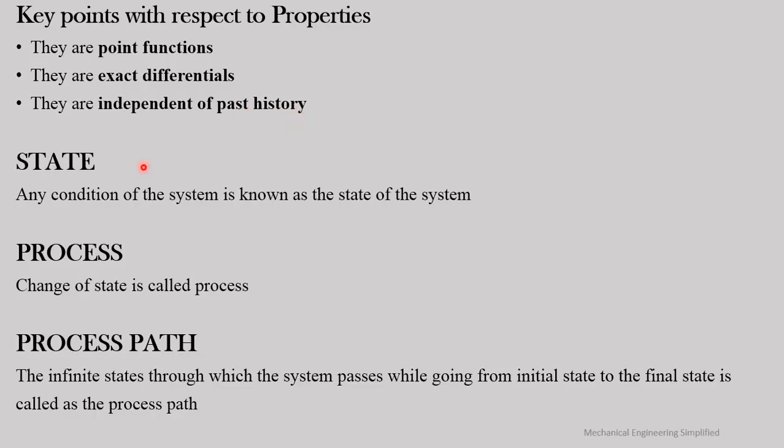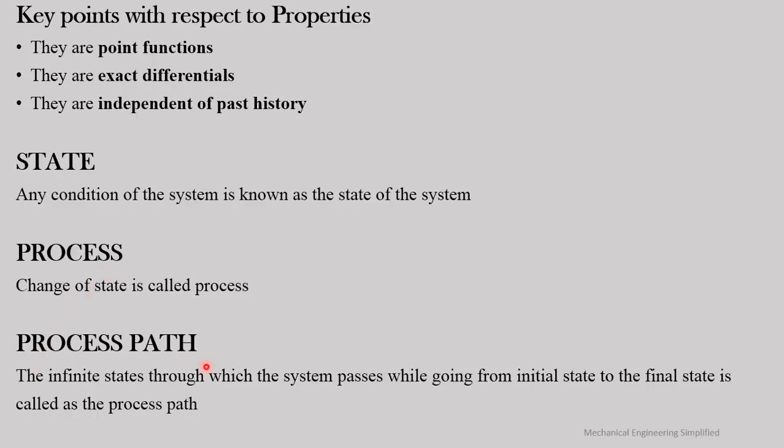Okay, then we have a state. What is it? Any condition of the system is known as the state of the system. Any condition means we have some specified pressure, volume, temperature, anything we have specified, that becomes a state. Okay, and what is a process? A change of state is called a process. We change any one property of the system and that becomes another state, and that change of state is known as a process.